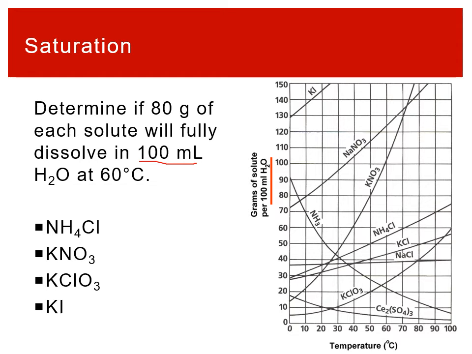When you're actually using the graph, once you check that, temperature is what we want to check. So we're at 60 degrees Celsius. So these are the conditions our solution is under.